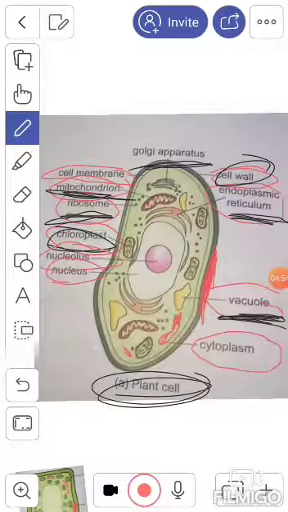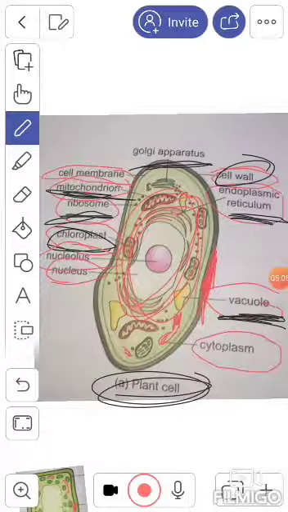Now I will tell you about nucleus and nucleolus. Nucleus is a spherical structure present in the center of the cell and is surrounded by cytoplasm. This is the nucleus of a cell. Mostly in a cell, only one nucleus is present, but in a few cases, more than one nucleus is present.